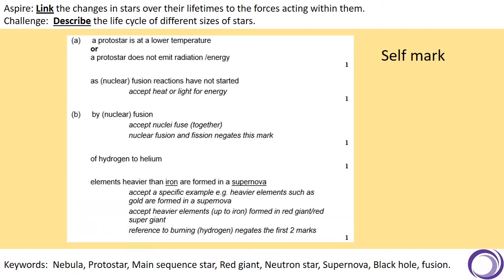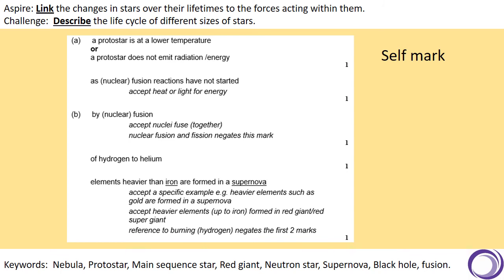Okay, self-mark it then. So protostar, it's a lower temperature, so you can get a mark for that. Saying a protostar does not emit radiation energy is not true, because anything that's above absolute zero will emit electromagnetic radiation, and protostars can be up to 3000 Kelvin, so they would emit a little bit of off-white coloured light. So I'd prefer you go with a lower temperature. And the most important bit for you to remember, there are no nuclear fusion reactions yet.